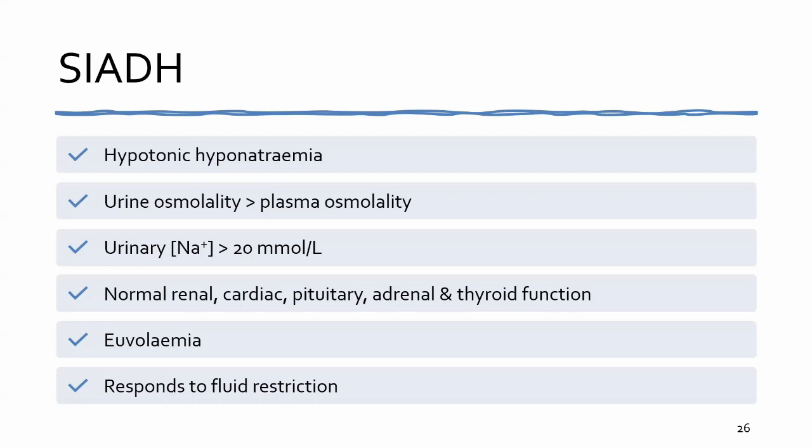The diagnostic criteria are that the patients must have a hypotonic hyponatremia, a urine osmolality greater than the plasma osmolality, and a urine sodium concentration greater than 20 millimoles. They have normal renal, cardiac, pituitary, adrenal, and thyroid functions, so they don't have another cause to explain the hyponatremia. They are euvolemic, and the condition responds to fluid restriction.